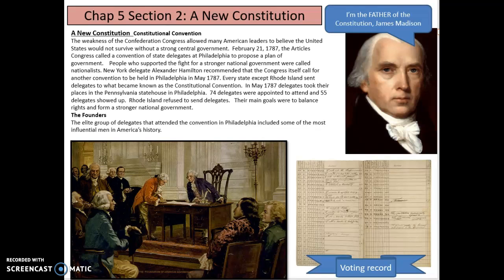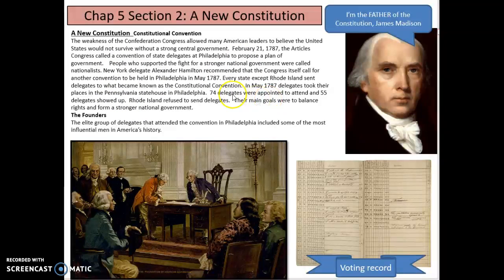People who supported the fight for a stronger national government were called nationalists. New York delegate Alexander Hamilton recommended that the Congress itself call for another convention to be held in Philadelphia in May of 1787. Every state except Rhode Island sent delegates to what became known as the Constitutional Convention.